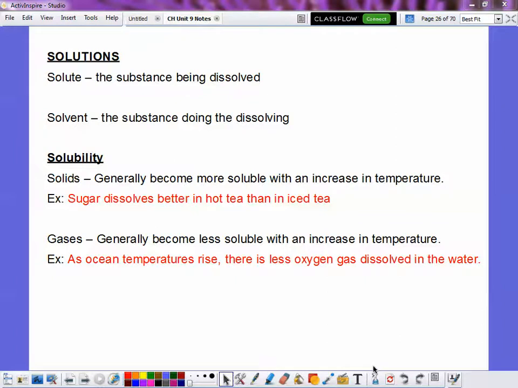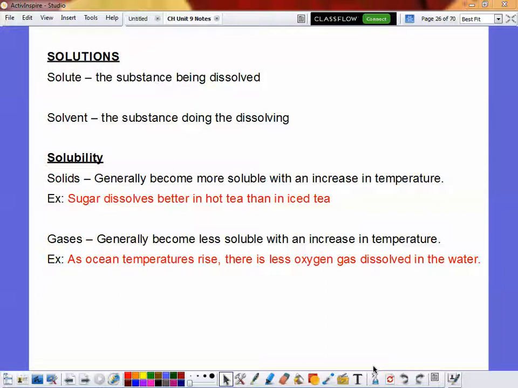Solids generally become more soluble as you increase temperature. So for example, if you have hot tea versus iced tea, if you try dissolving sugar in both, the sugar is going to dissolve a lot better and faster in the hot tea than in the iced tea. Anyone who's ever drank iced tea, when you try to dissolve sugar in there, you have to stir it up a whole bunch, to make it sweet tea. Right.